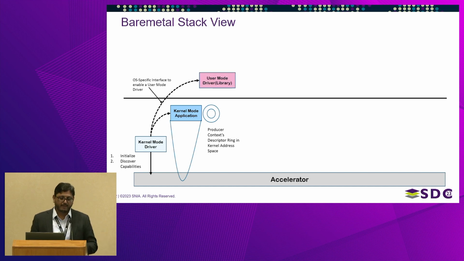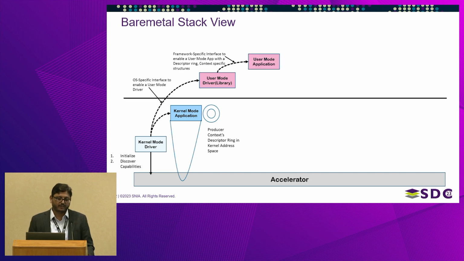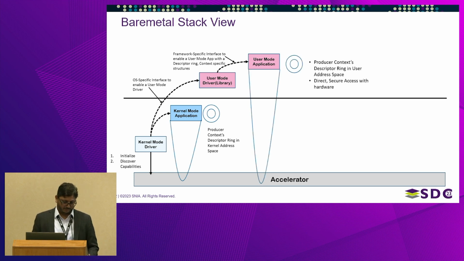Now, what about an application in user space? For that, you may want to enable it with the help of a library, have it set up to make sure that it gets access to an accelerator interface. And then the accelerator is directly available to a user mode application. This application gets its own descriptor ring, a context, and ways to interact with the accelerator with standard states as it needs. So this is desirable if you were just looking at a bare metal stack.